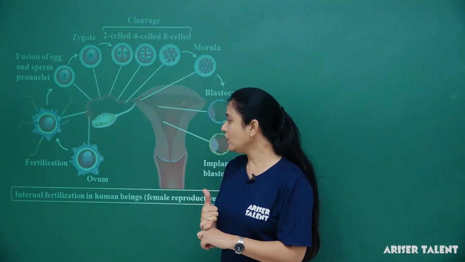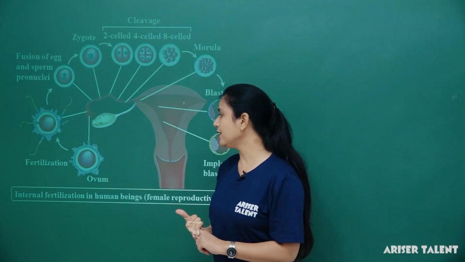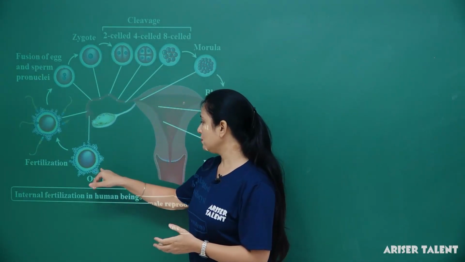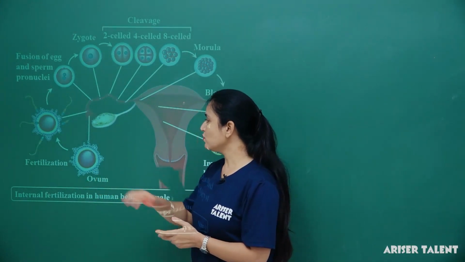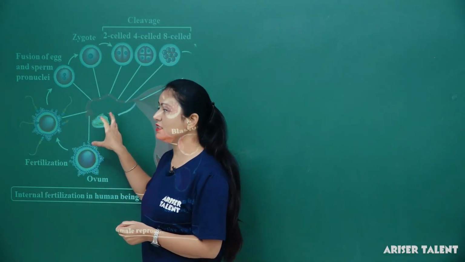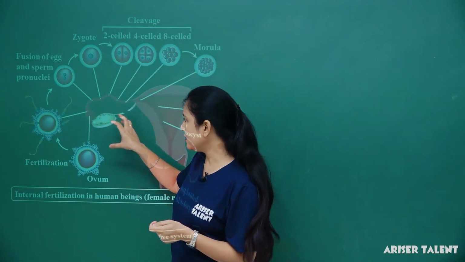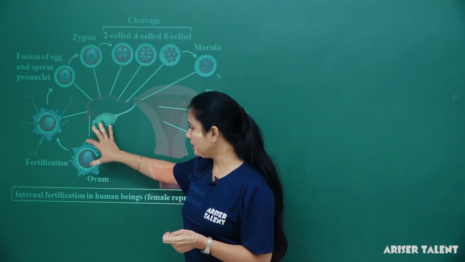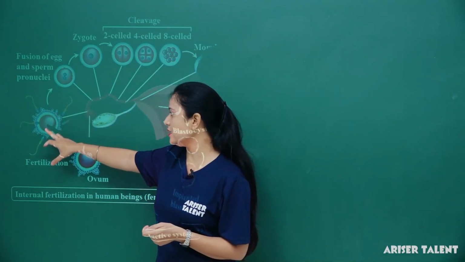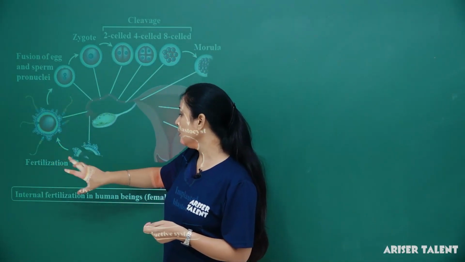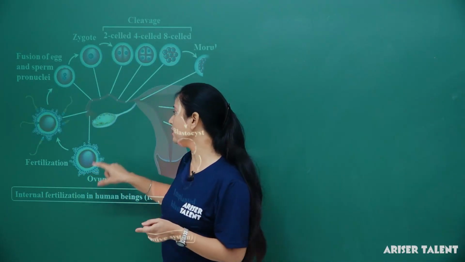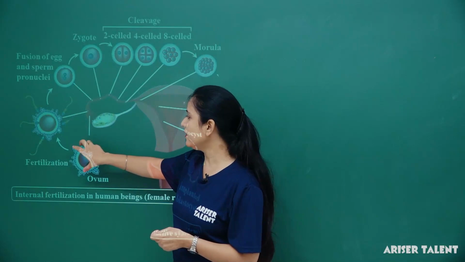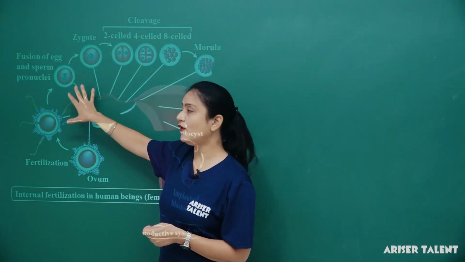In the fallopian tube, when the sperm come in contact with the ovum or egg, as you have already studied, only one sperm is able to get connected with the ovum. So here we can see, when this sperm, the male gamete, comes in contact with the ovum, this egg gets fertilized. Many of the sperms are attacking the ova, but only one sperm can fuse with the female gamete, the ovum, and this process is known as fertilization.